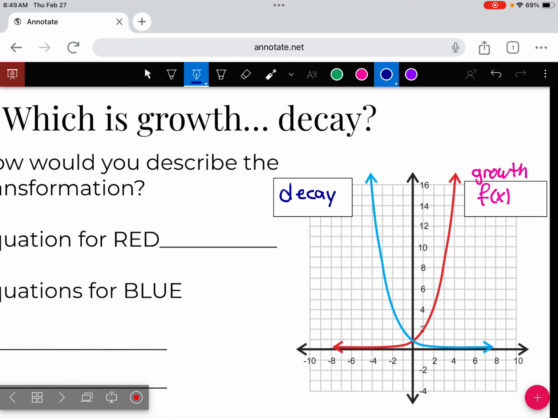I take my red graph. Yeah, we're headed that direction, absolutely. You're headed right there. This one did a reflection, but instead of going upside down across the x-axis, this one spun and went the other way. So we went from growth to decay like this. What this is actually called is a reflection over the y-axis.